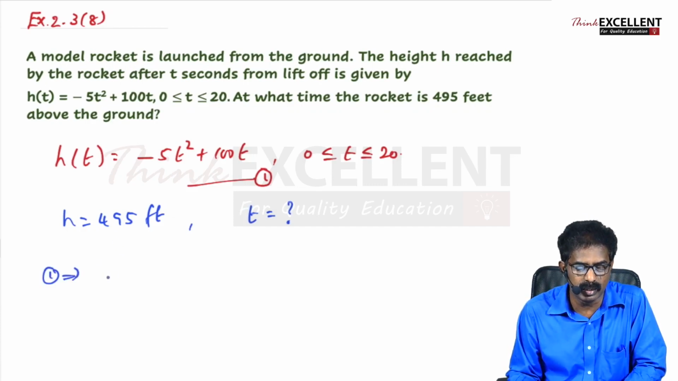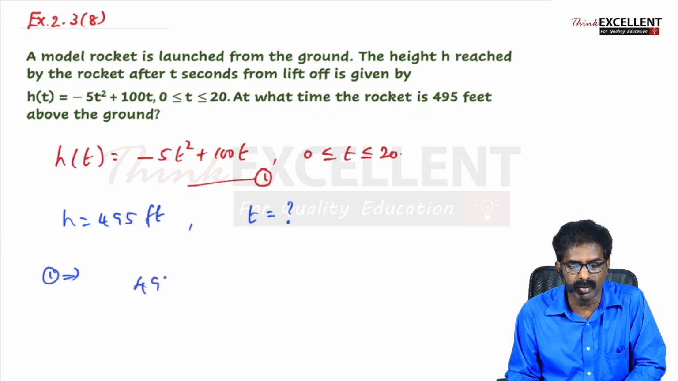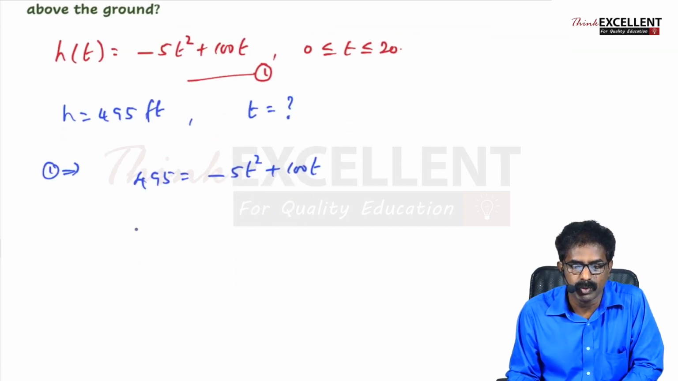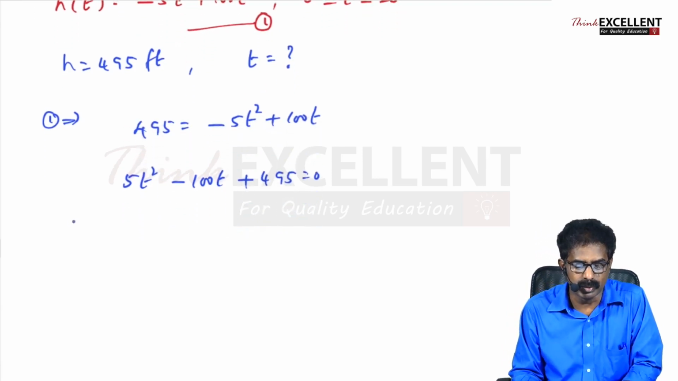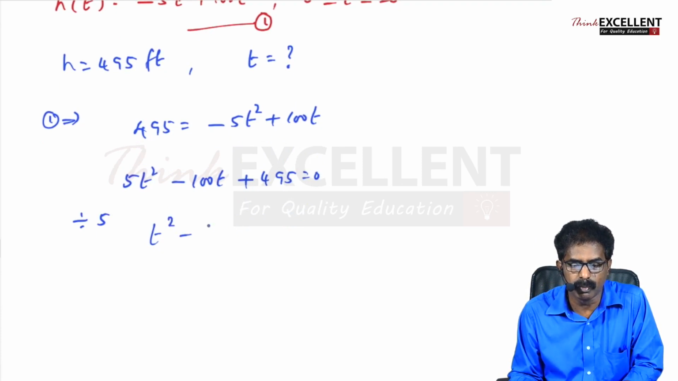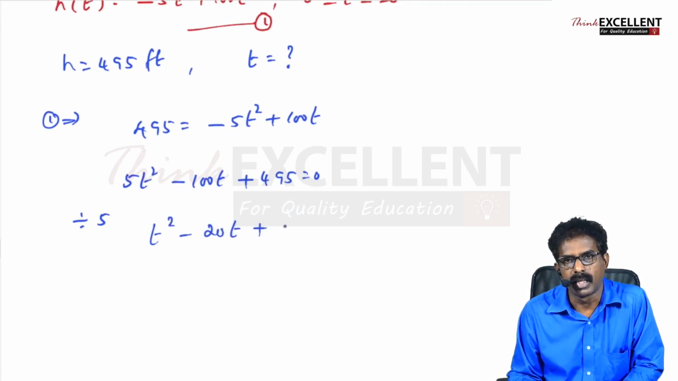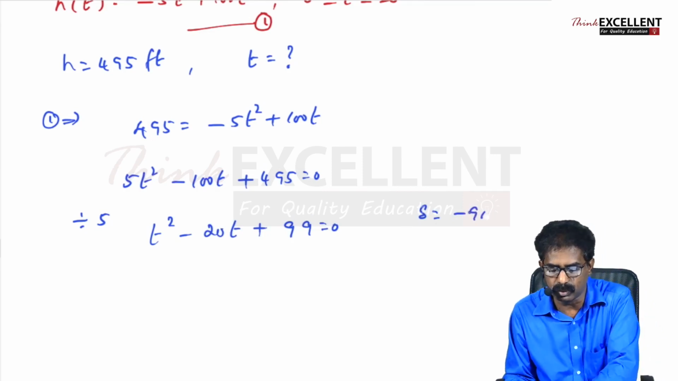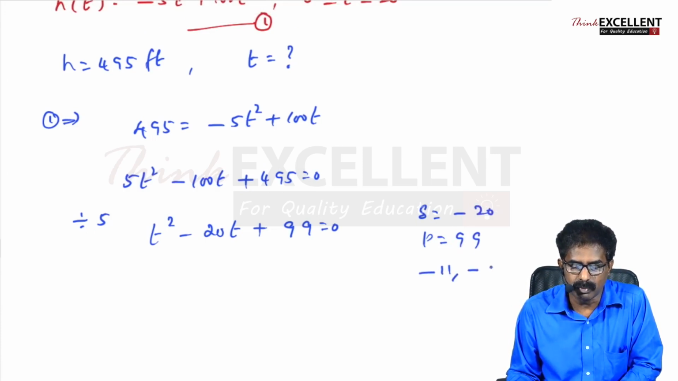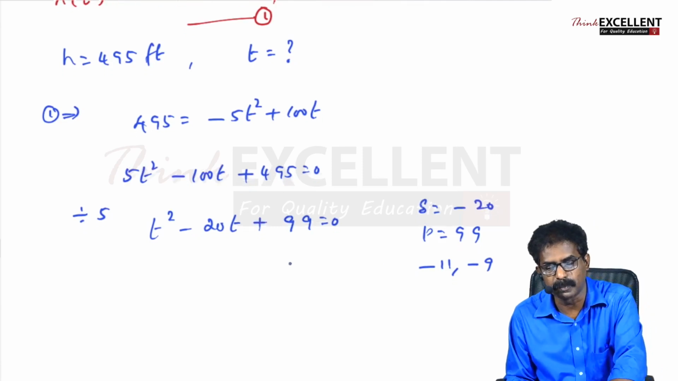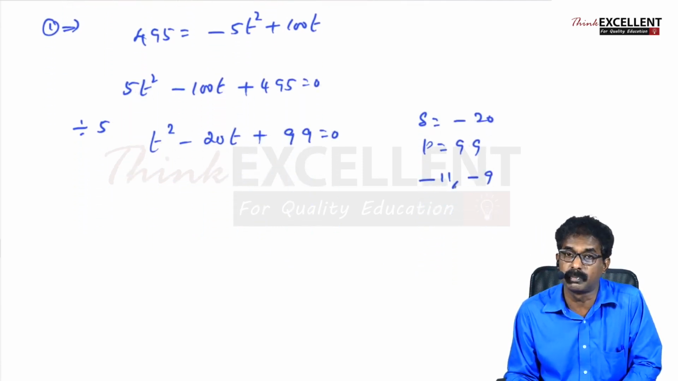You substitute in the first equation. So for h you write 495 equal to minus 5t square plus 100t. Bring every term to the left side: 5t square minus 100t plus 495 equal to 0. You may wonder how to solve it, right? What is common here? 5 is common. Dividing by 5, you get t square minus 20t plus 99 equal to 0. The sum is minus 20, the product is 99, very simple numbers: minus 11 and minus 9. If you add, you get minus 20; multiplying, minus minus plus, 11 nines are 99.